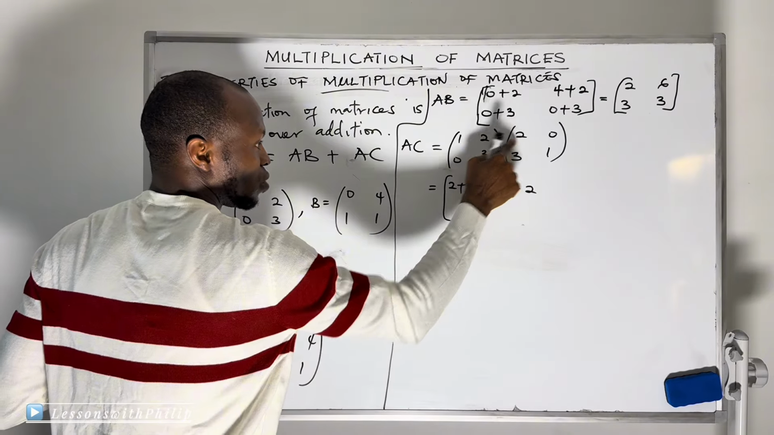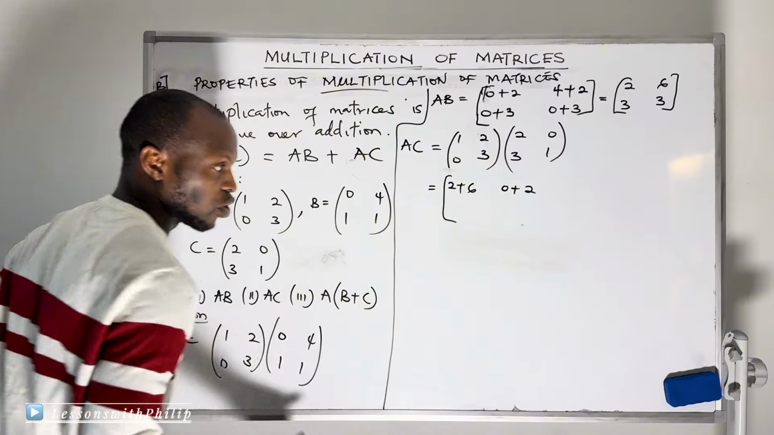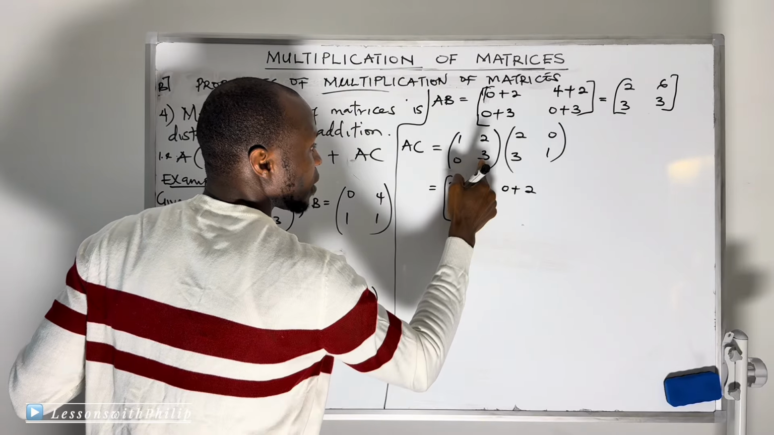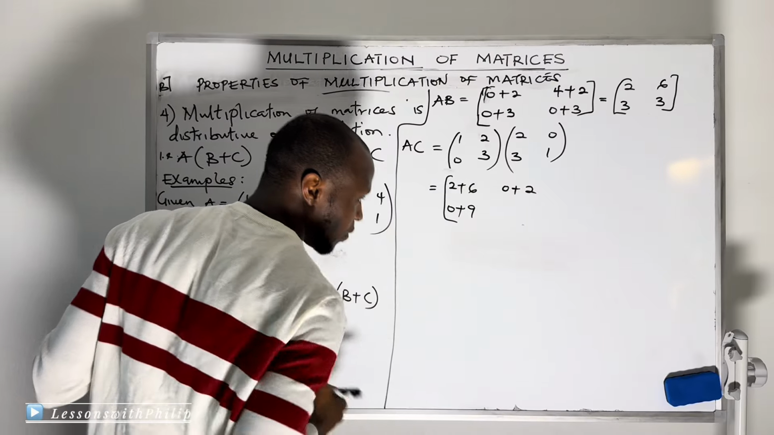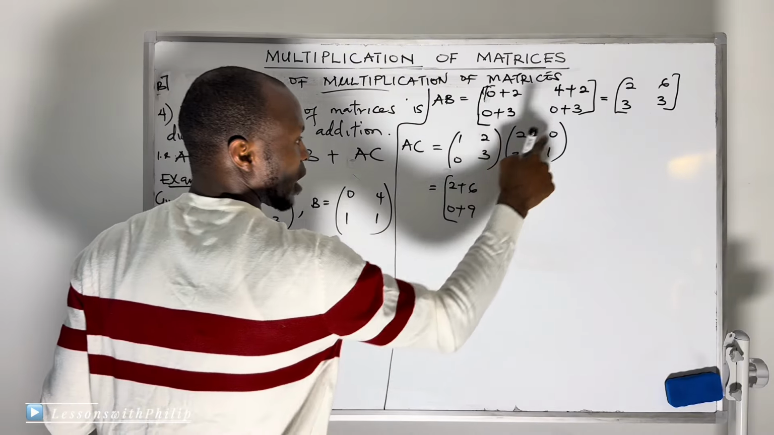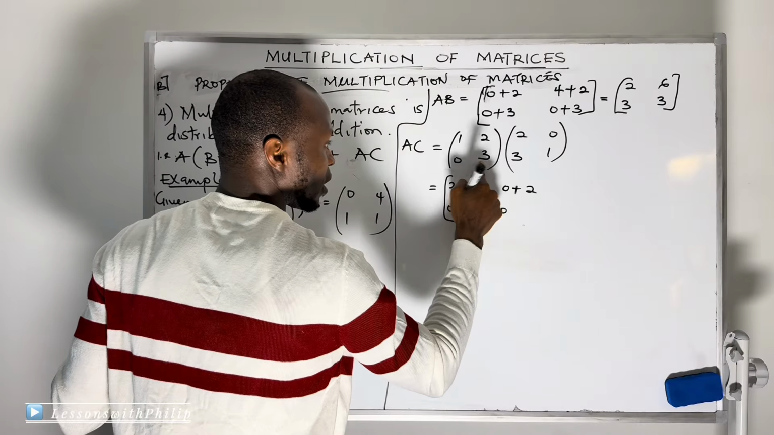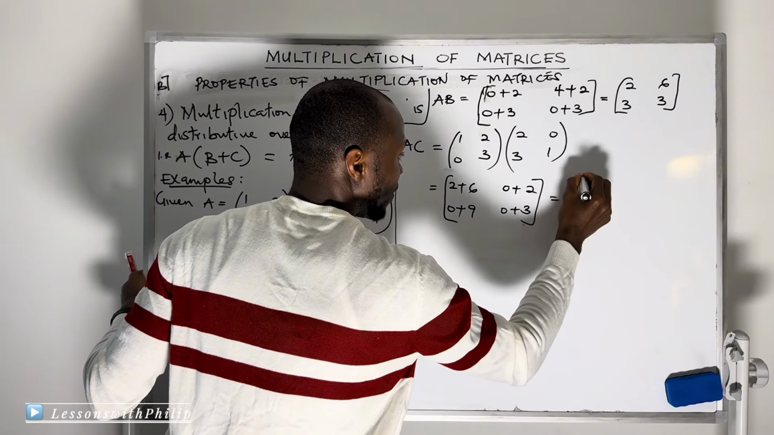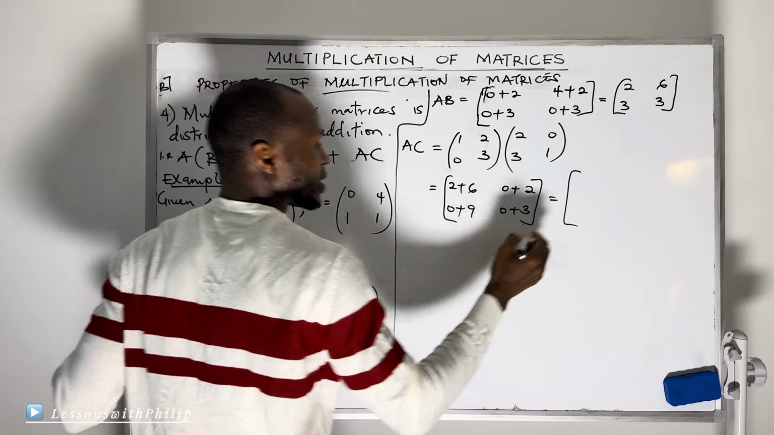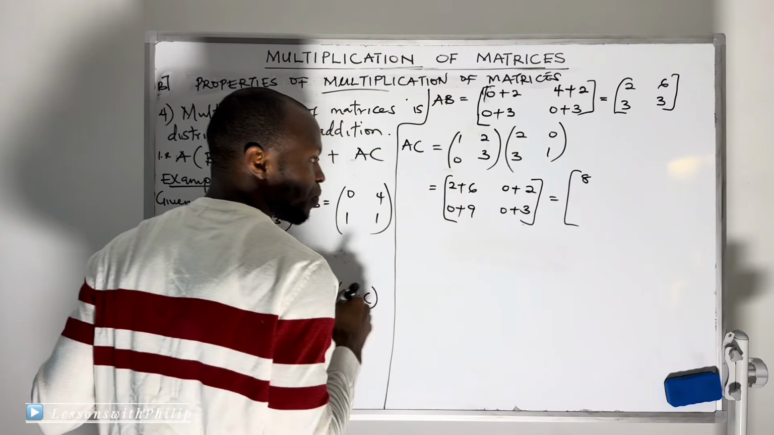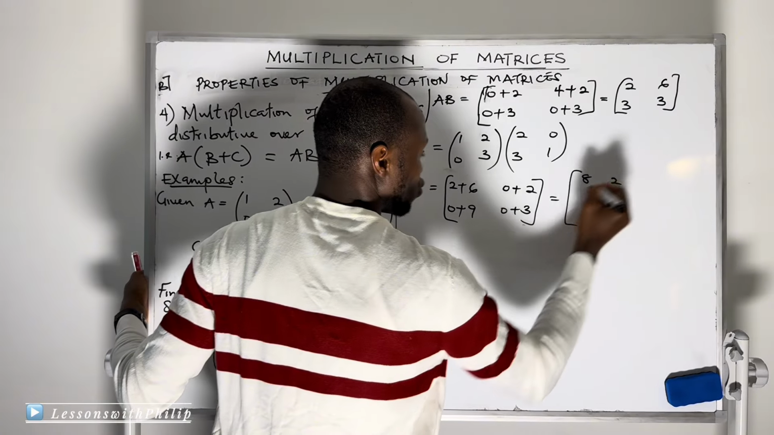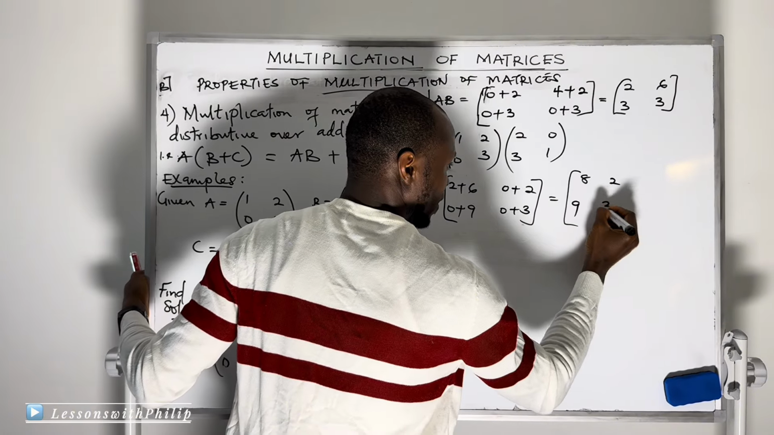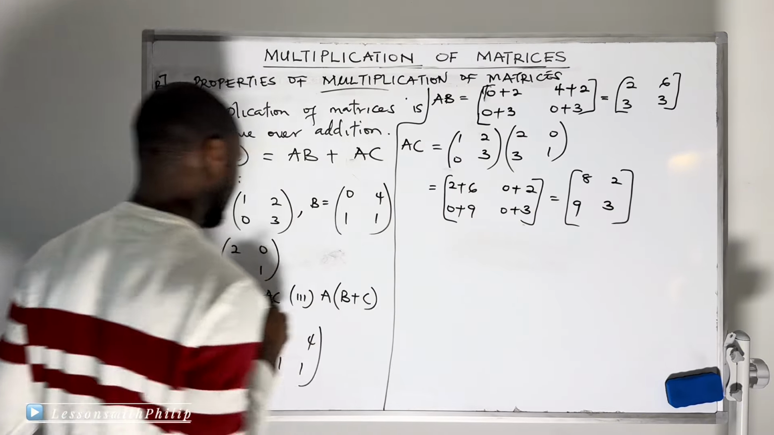For the second row, we want to multiply each of the columns now. 0 times 2 will give me 0, plus 3 times 3, which will give me 9. Now, 0 times 0 will give me 0, 3 times 1 plus 3. And that will give me this matrix. 2 plus 6 is 8. 0 plus 2 will be 2. 0 plus 9 is 9. 0 plus 3 is 3. I've done those 2 examples.